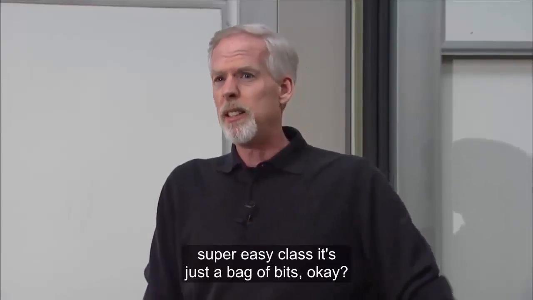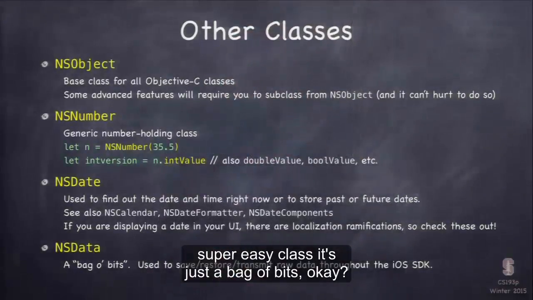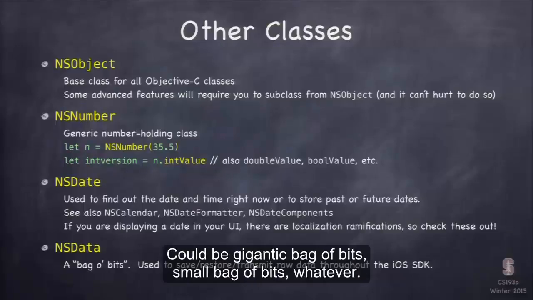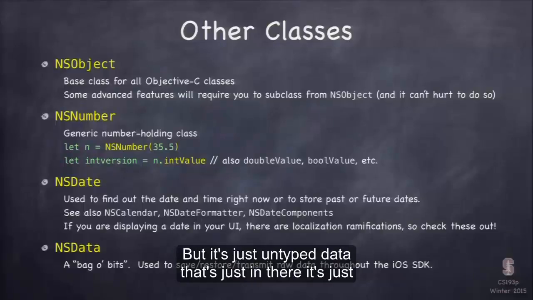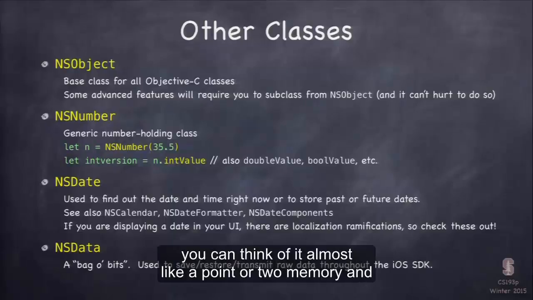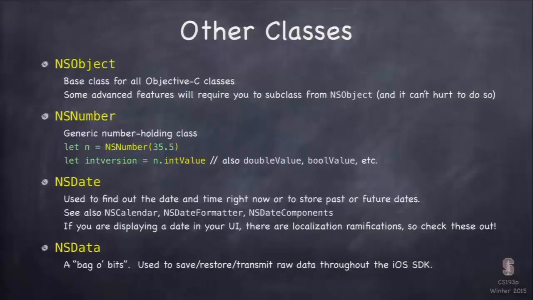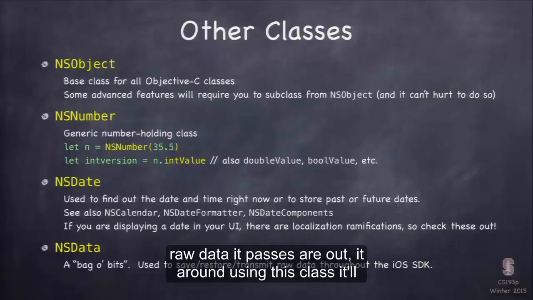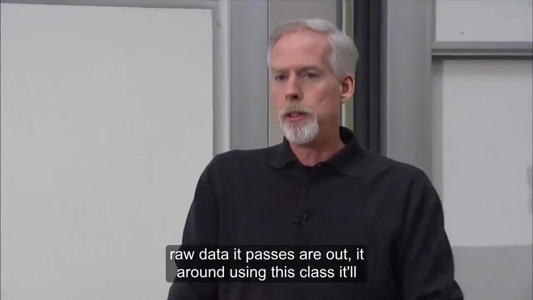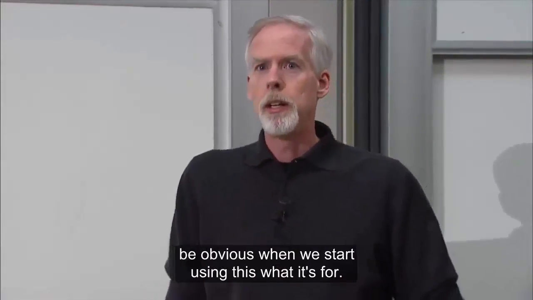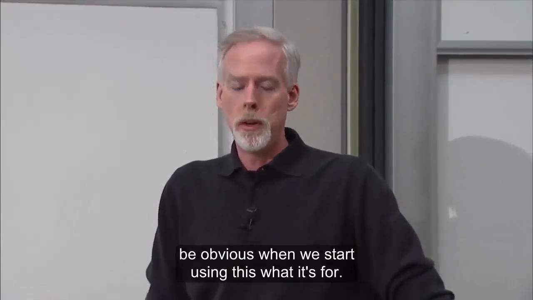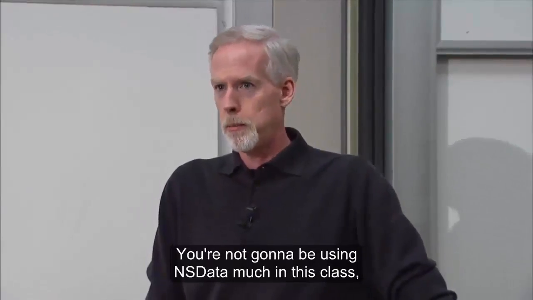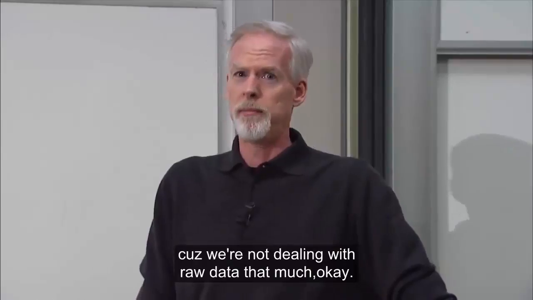There's NSData, a super easy class. It's just a bag of bits. Could be a gigantic bag of bits, a small bag of bits, whatever, but it's just untyped data. You can think of it almost like a pointer to memory, where you just don't know what's in there. This is how iOS will pass around untyped, raw data. It passes it around using this class. It'll be obvious when we start using this what it's for. You're not going to be using NSData much in this class because we're not dealing with raw data that much.